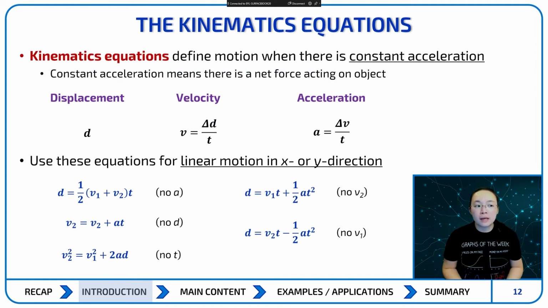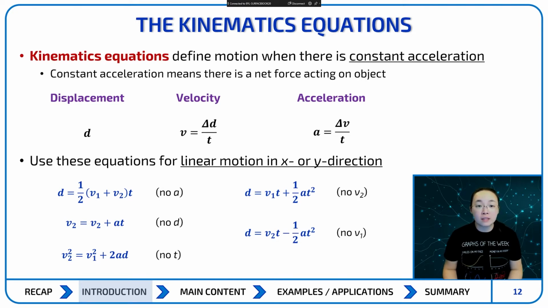So you've probably seen the kinematics equations. The kinematics equations define motion when there is constant acceleration. So it doesn't mean that there's no acceleration, it means that there's constant acceleration. And that means that there is a net force acting on the object. So in terms of displacement, we have d, which represents displacement. Velocity is always going to be the change in displacement over the change in time. And then acceleration is the change in velocity over a change in time. So those are the three equations for that.